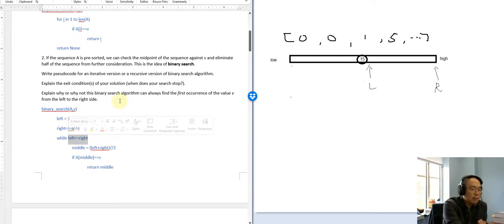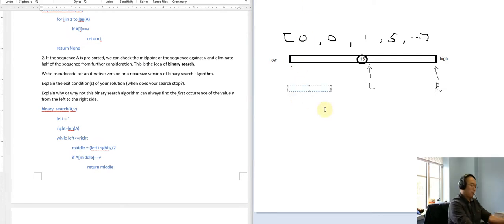Okay, and the next question is, explain why or why not the binary search algorithm always finds the first occurrence of such a value, and the answer is no. How do I explain that? I can give you a really small example. Say I have a list of 5, 5, 5, just three 5s. And then I'm trying to do a binary search, looking for a 5.